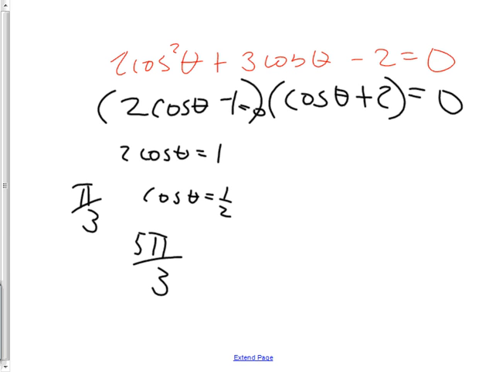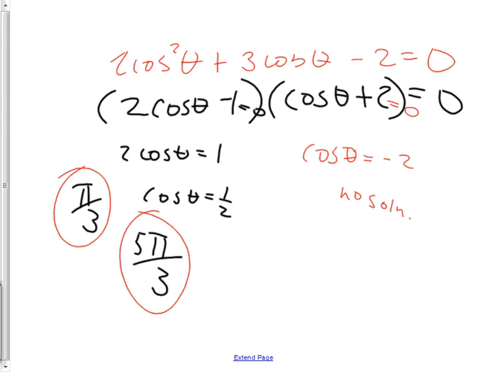This part is unusual because you have cosine of theta equaling negative 2. Can that be possible? No, cosine doesn't go that low. What's the lowest cosine goes? Negative 1. So this part has no solution. Just for that part. That doesn't mean the whole thing has no solution. Just means that part has no solution. So these 2 things would make the equation equal 0. Therefore, those 2 things are your answer.